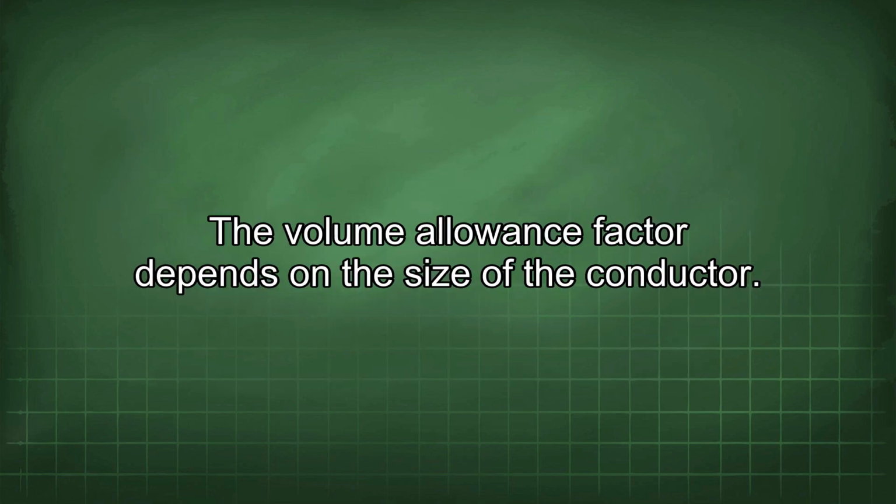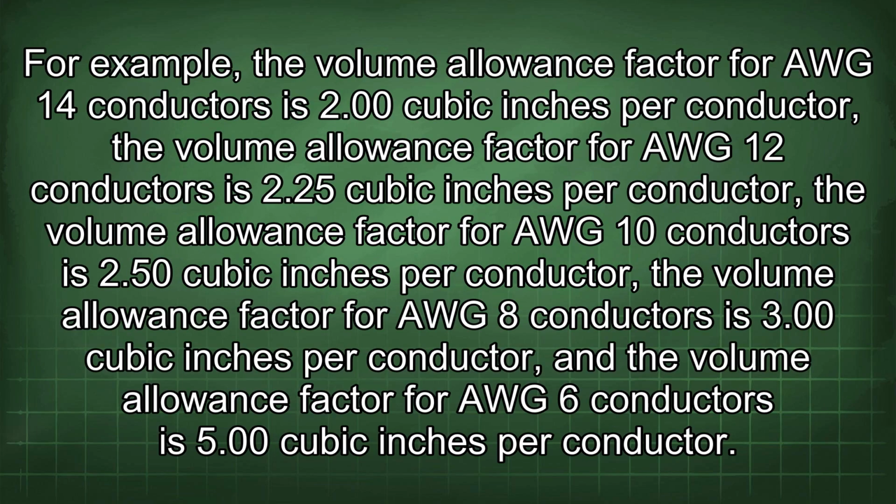The volume allowance factor depends on the size of the conductor. For example, the volume allowance factor for AWG 14 conductors is 2.0 cubic inches per conductor. For AWG 12 conductors it is 2.25 cubic inches per conductor. For AWG 10 conductors it is 2.50 cubic inches per conductor. For AWG 8 conductors it is 3.0 cubic inches per conductor, and for AWG 6 conductors it is 5.0 cubic inches per conductor.